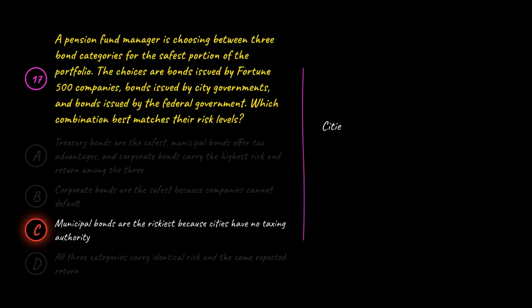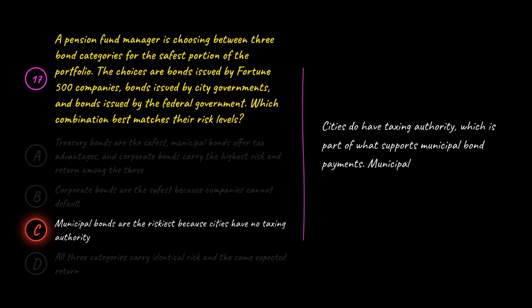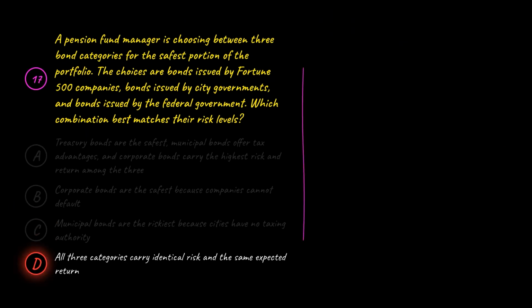C is wrong because cities do have taxing authority, which is part of what supports municipal bond payments. Municipal bonds are generally less risky than corporate bonds. D is wrong because the three categories differ meaningfully in risk and yield, and bond pricing reflects that difference.